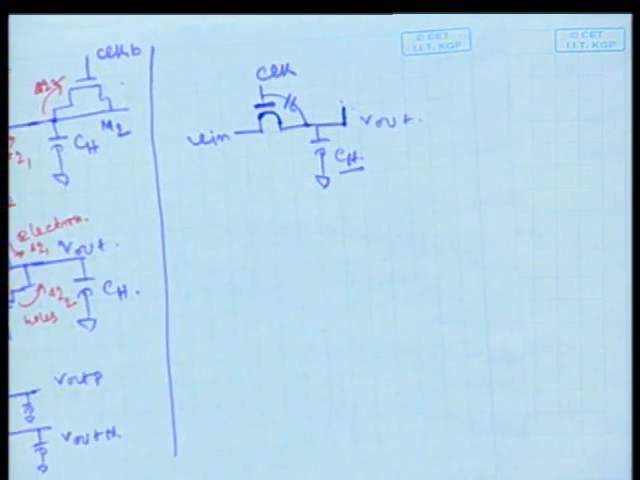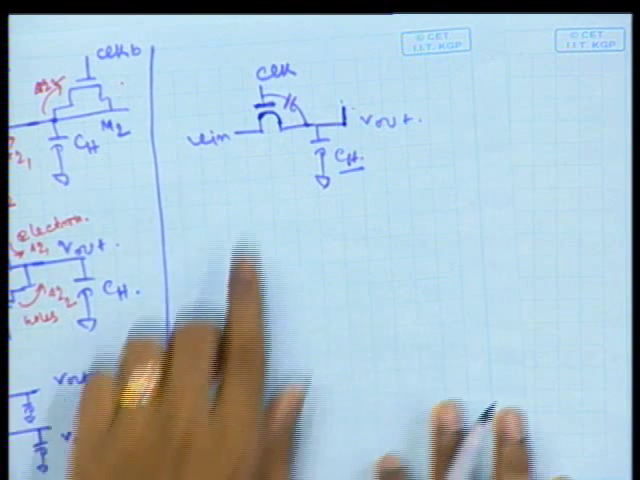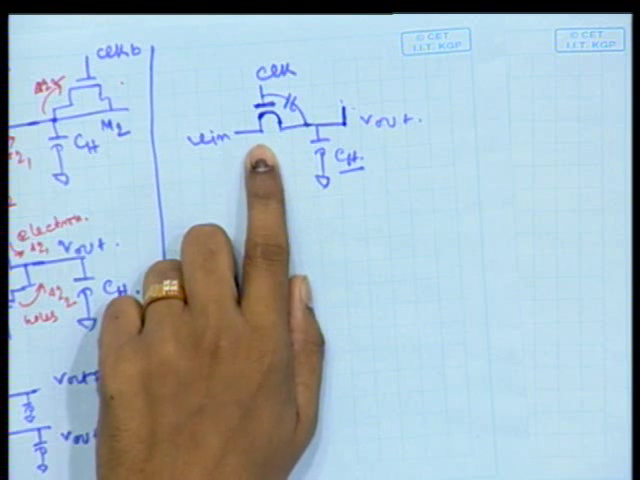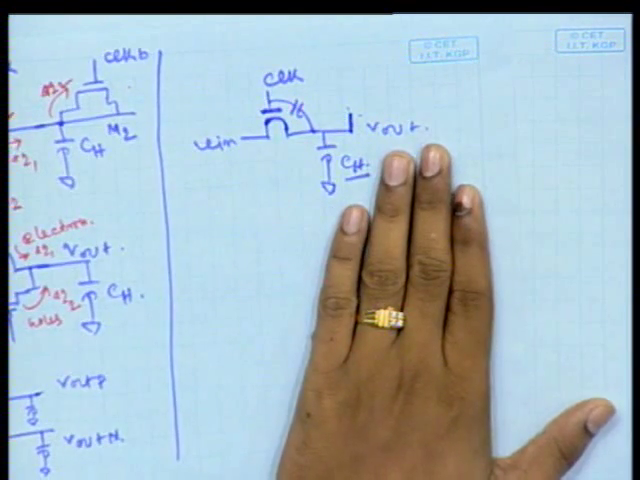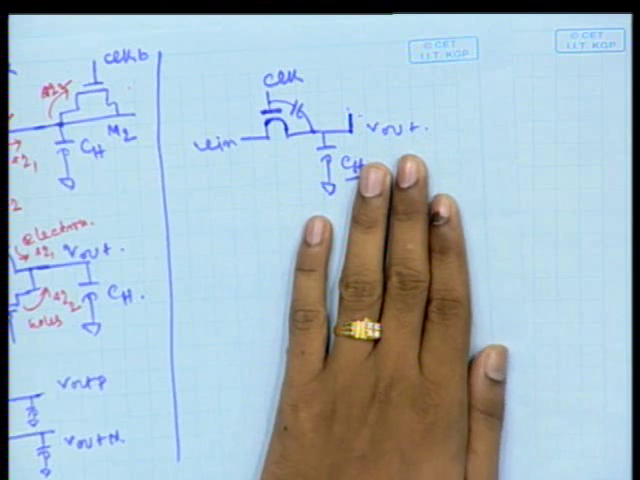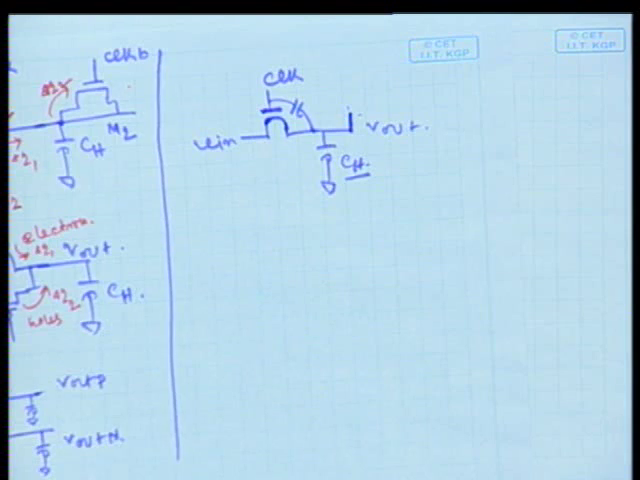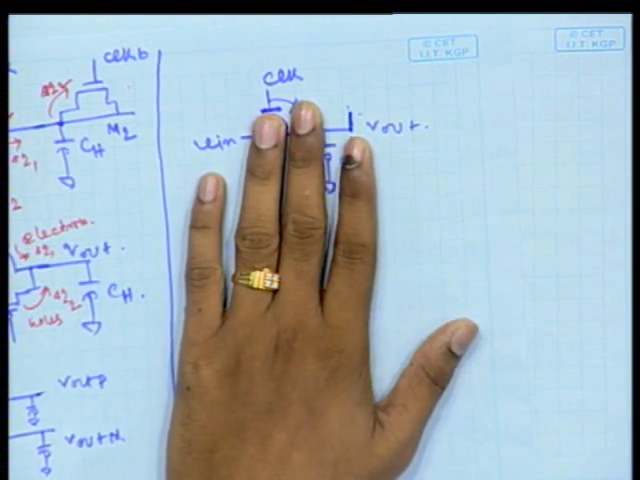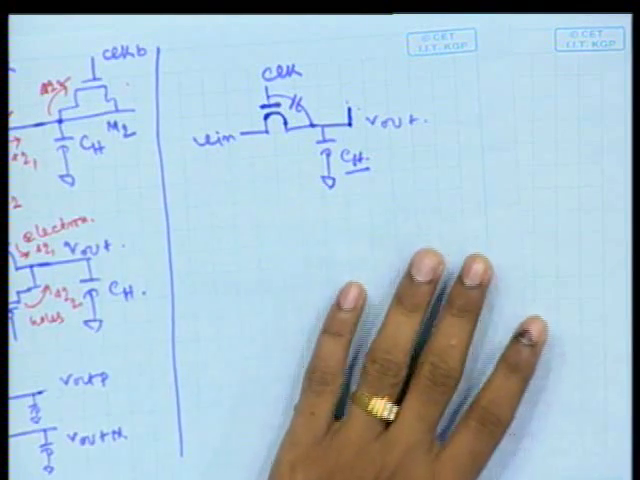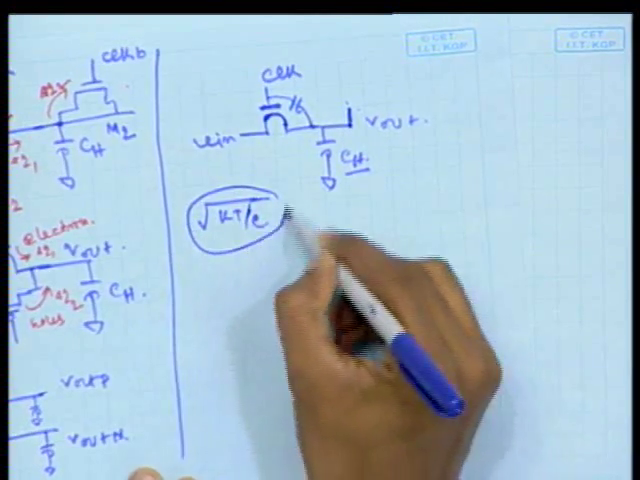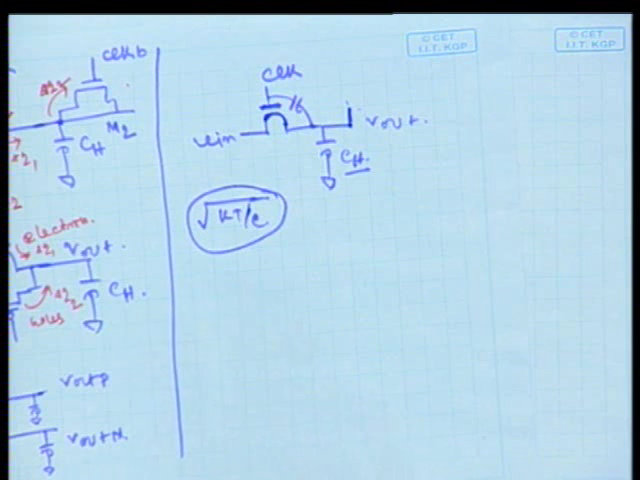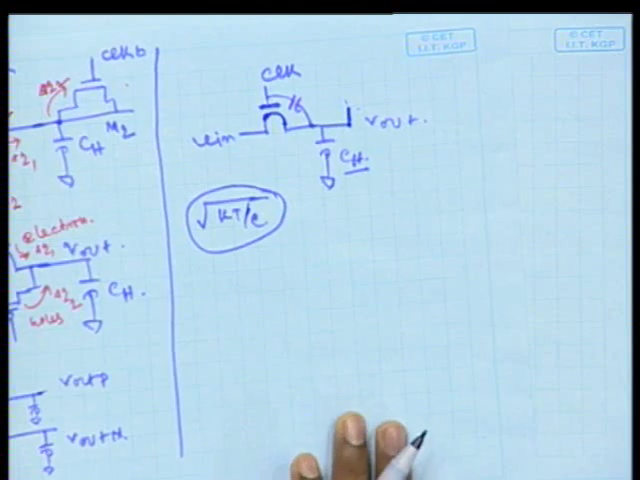And the last thing is kT/C noise. The transistor operating as a switch is going to contribute thermal noise at the output, which adds with your holding capacitor noise. But if you calculate the total RMS noise contributed to the output, it appears as root of kT by C. Normally this kT by C noise is not so harmful. It will be well below the range.